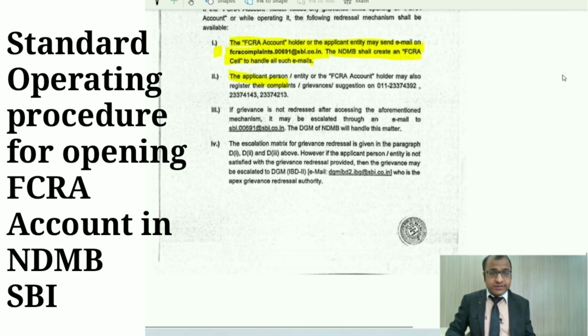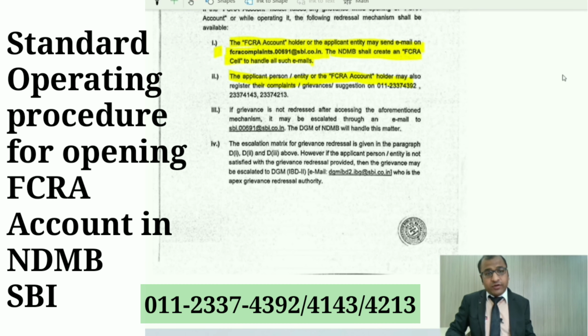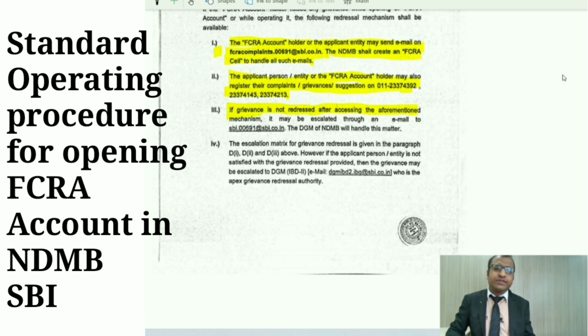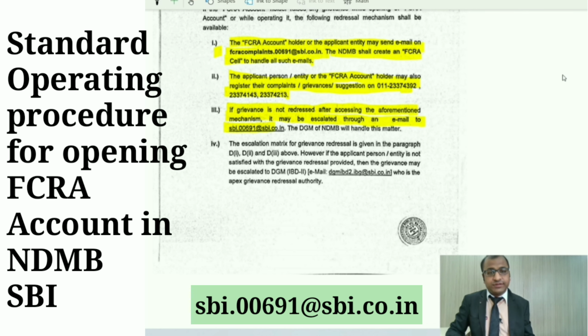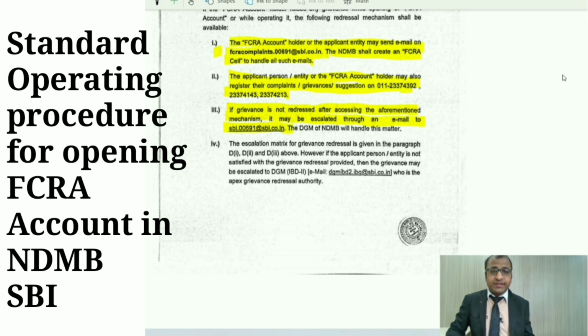The applicant person or the FCRA account holder may also register their complaints or suggestions, if any, on the given numbers. If the grievance is not redressed after accessing the aforesaid mechanism, it may be escalated again through an email to sbi.00691@sbi.co.in, and this will be handled by the Deputy General Manager of the NDMB SBI.